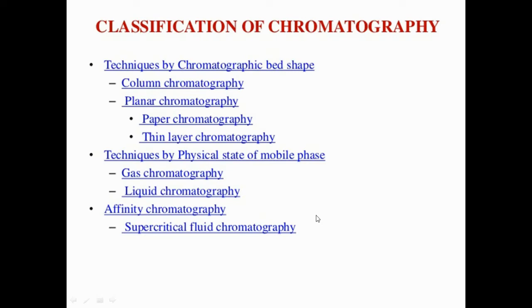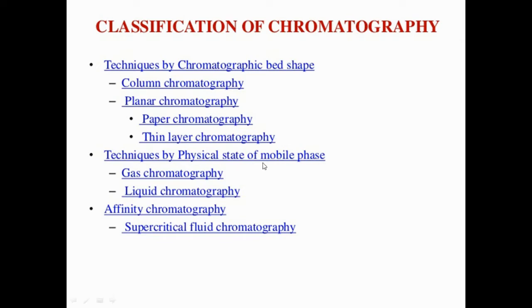In the classification of chromatography, the techniques are classified based on the bed shape. That means how the stationary phase is arranged in the experiment. If it is in the form of a column, that is, when the stationary phase is filled in a column, then we call it column chromatography. If it is applied as a plane, that is on a slide or on a paper, then we call it planar chromatography. So depending upon how the stationary phase is arranged, that is column or planar. In planar chromatography, we come across two techniques: one is paper chromatography and the other is thin layer chromatography.